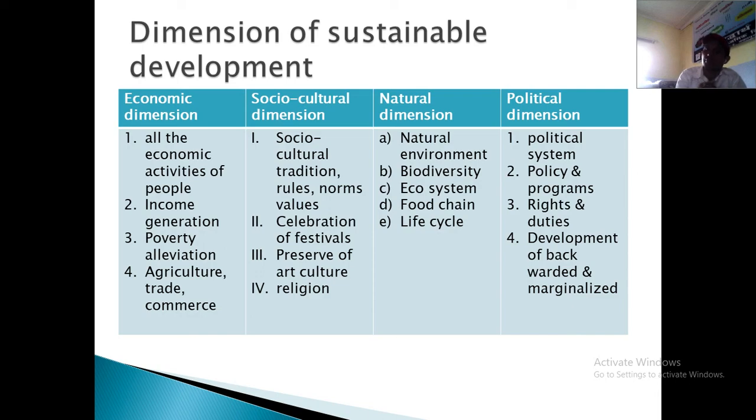And political dimension, our political system, policy, programs, rights, duty, development of backward and marginalized people. Such types of programs should go along with the development of other sectors. So, these are the major dimensions, the major parts or sectors of sustainable development.